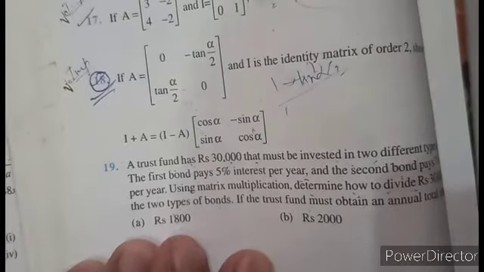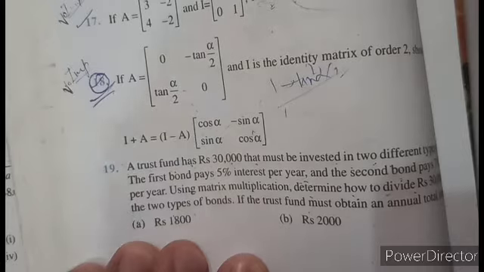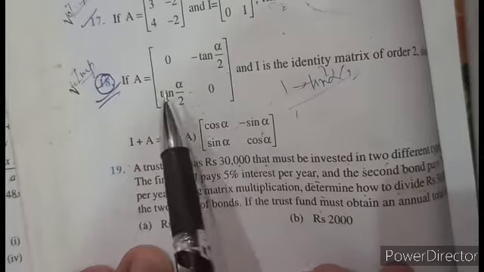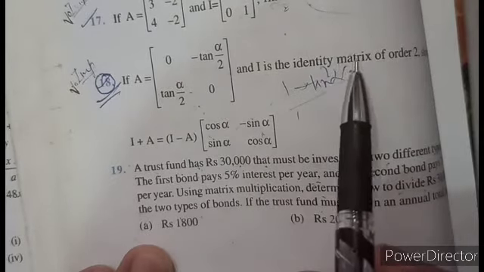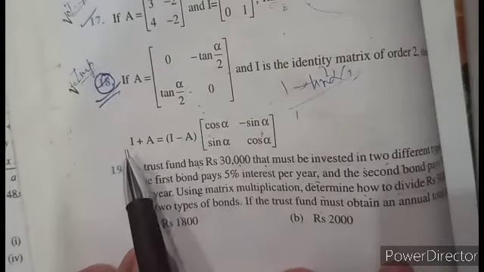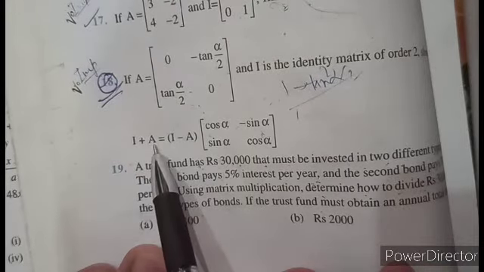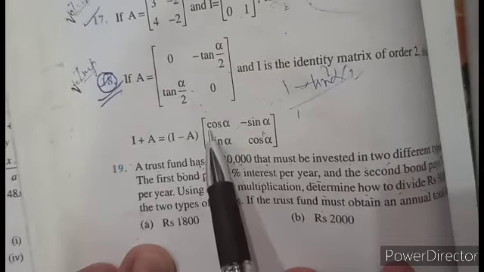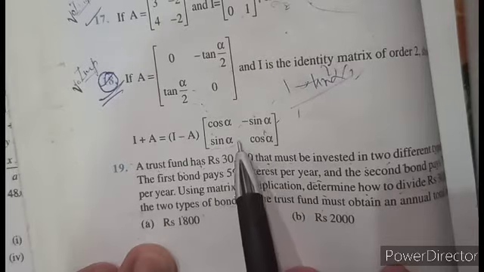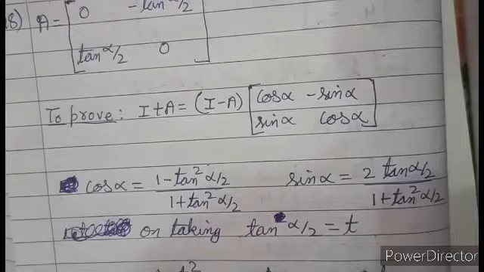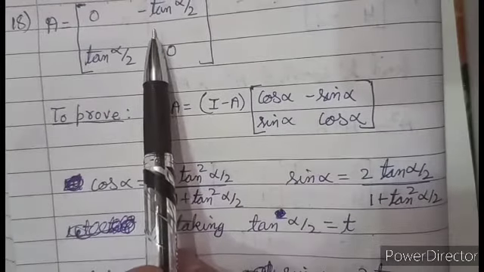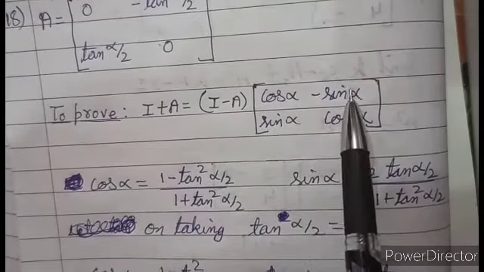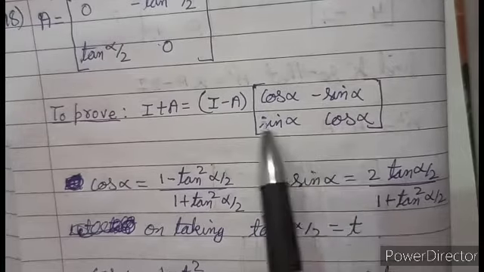Now come to question number 18. This is an important question. Now if matrix A is equal to [0, minus tan alpha by 2; tan alpha by 2, 0], and I is the identity matrix of order 2 by 2, we have to prove that the identity matrix plus A equals the identity matrix minus A, multiplied by the matrix [cos alpha, minus sin alpha; sin alpha, cos alpha]. Now here matrix A is given to us, and we have to prove that I plus A equals I minus A times [cos alpha, minus sin alpha; sin alpha, cos alpha], where I is the identity matrix.